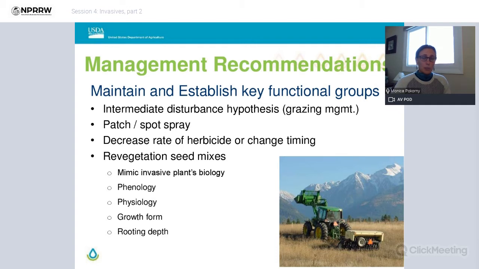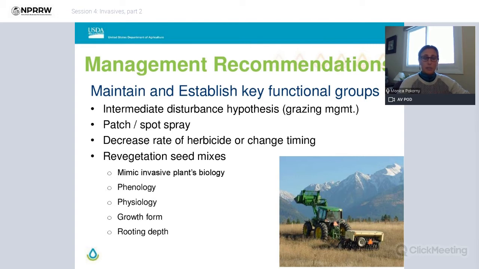If you're using herbicides, you want to make sure that you're either patch spraying or spot spraying, because it's really important to maintain the diversity that you already have on the site. It's much harder to revegetate and establish the diversity that you have out there. Another thing you can do is to decrease your herbicide rate or change the timing of the herbicide application, or sometimes even change which herbicide you're using if you want to maintain a specific desired species, particularly a forb species.